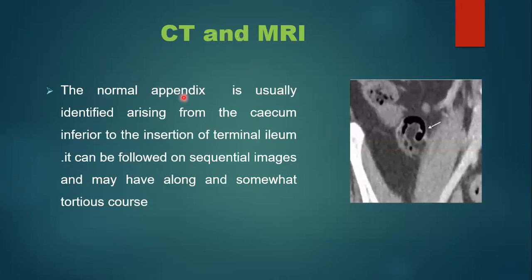CT scan. The normal appendix is usually identified arising from the cecum inferior to the insertion of the terminal ileum. It can be followed on sequential images and may have a long and somewhat tortuous course. This is a coronal CT image of the abdomen showing the appendix filled with gas.